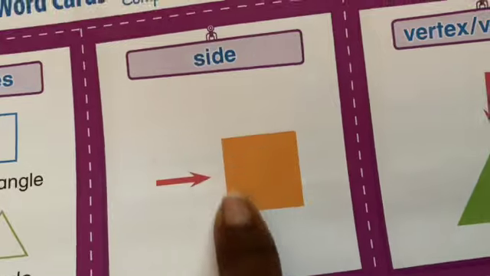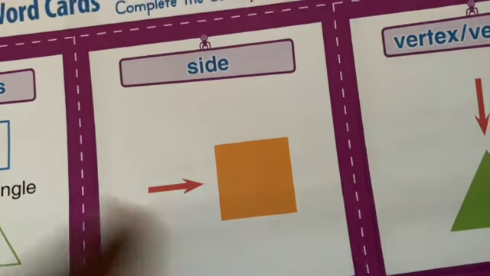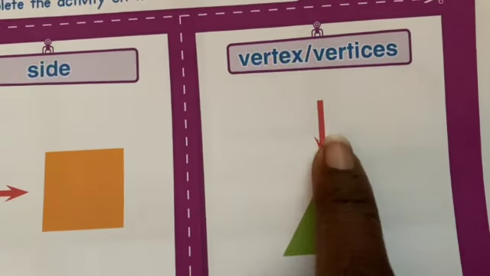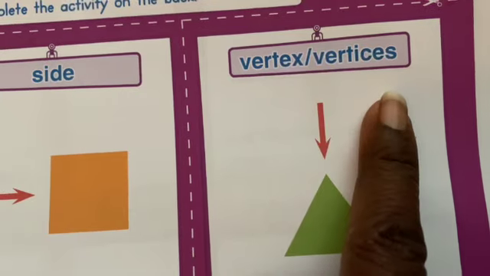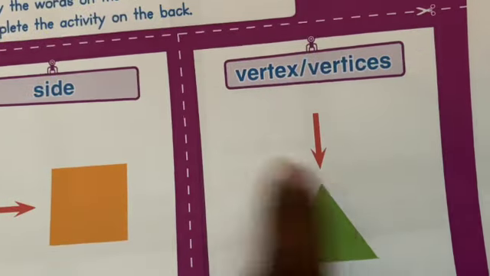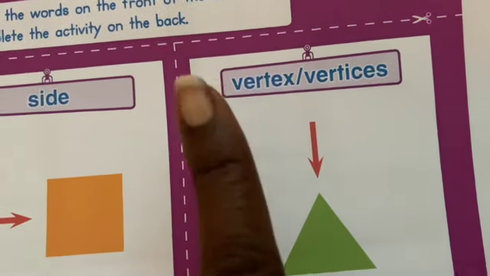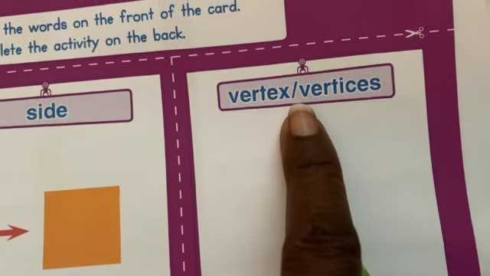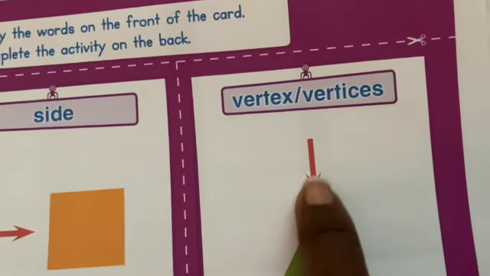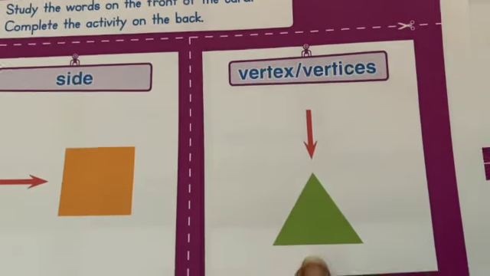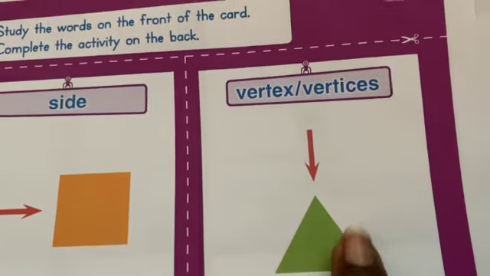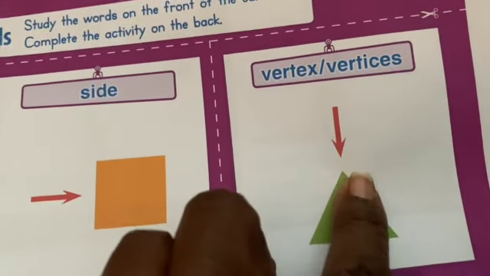Side, so this is a side of this square in this picture. The vertex or vertices, that's plural, this is singular. So when it says the vertex, that's just this point. If it was asking for all of them, it would say vertices. So it will be 1, 2, 3. A triangle has 3 vertices, but it's pointing to a vertex.